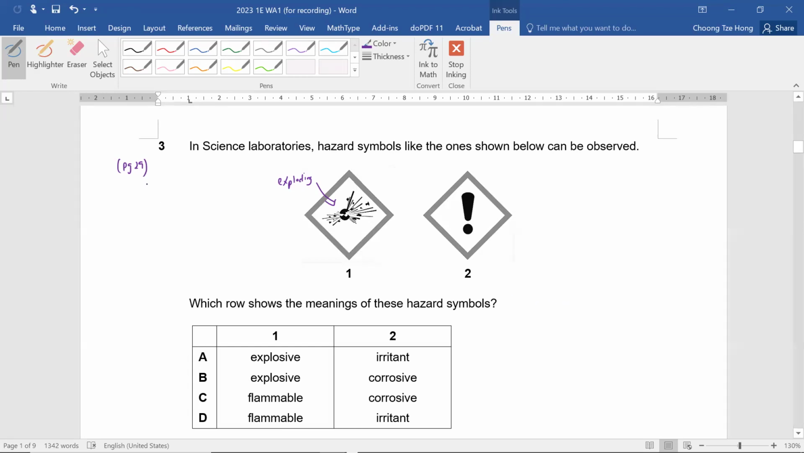But do take a look at page 29 to learn more about the rest of the hazard symbols, and you will need to know it for your WA exam. All right, so A.